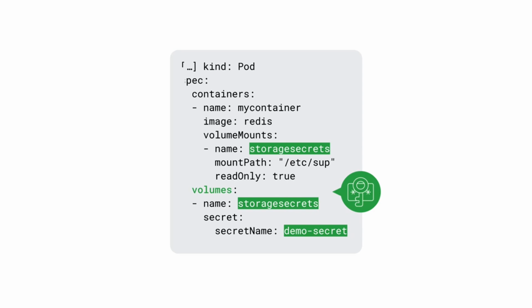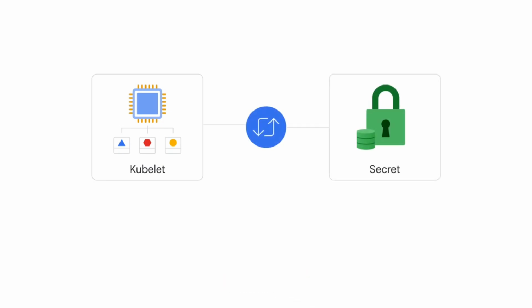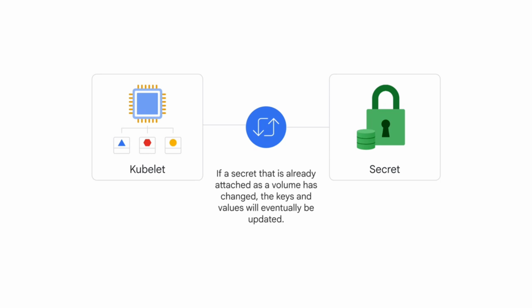A password key for the secret will not be displayed. If a password key is required, it must be listed under the items field. Just like config maps, Kubelet periodically syncs with secrets to keep a secret volume updated. If a secret that is already attached as a volume has changed, the keys and values will eventually be updated.